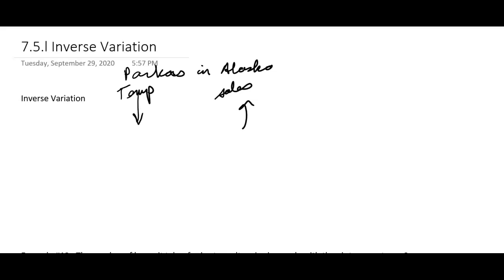And the model for it is y equals k over x. Okay? Sometimes they'll write k times 1 over x, but this is fine. And again, k is that constant of variation.